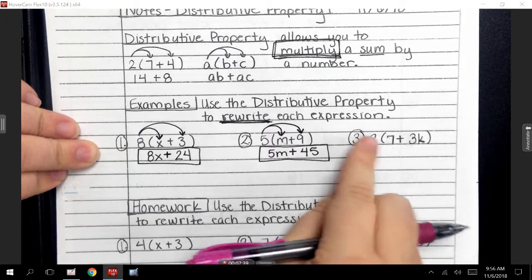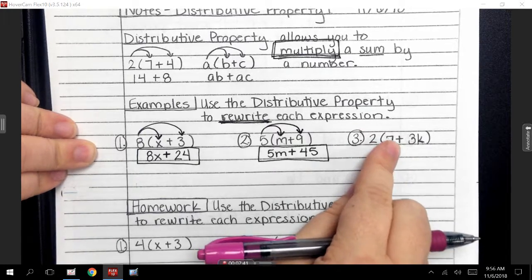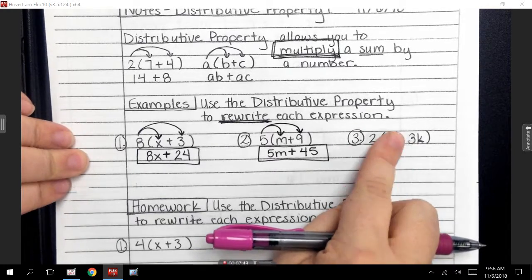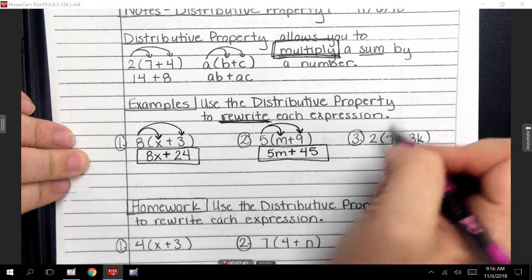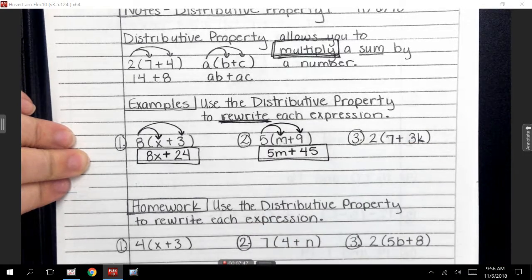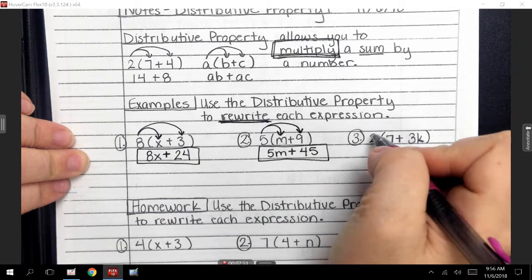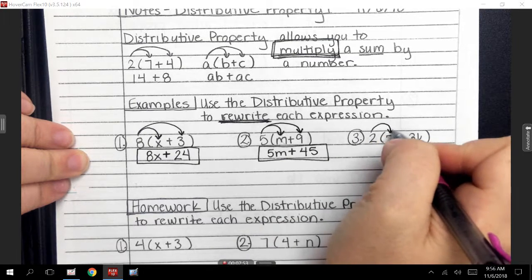All right, the next one. It looks a little bit more complicated. It does. It's got a little bit more going on. It's the same process. I'm going to start. What's the first thing that 2 needs to be passed to? Eli, thanks for raising your hand. 7. So I'm going to pass 2 to 7.